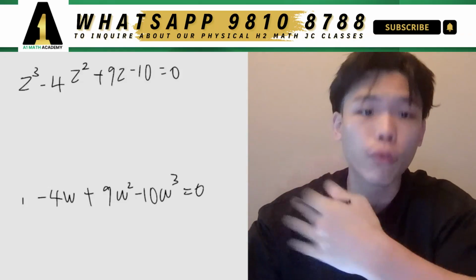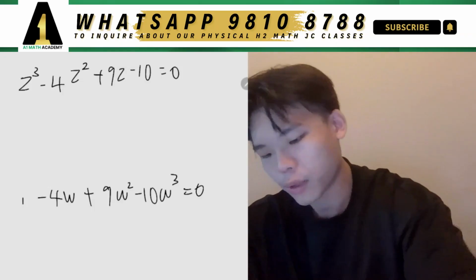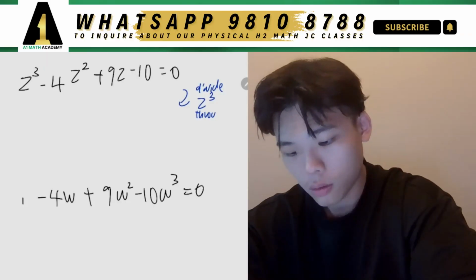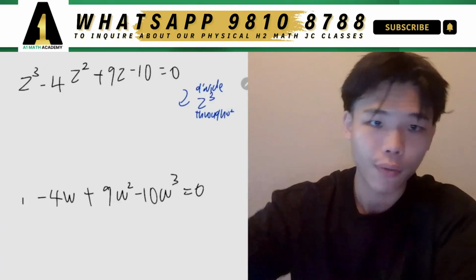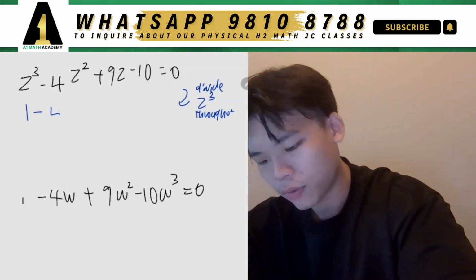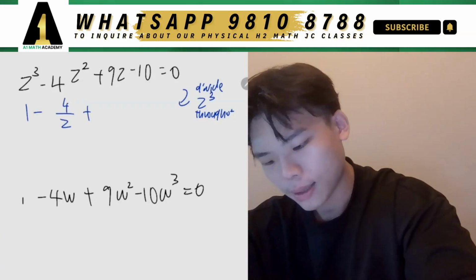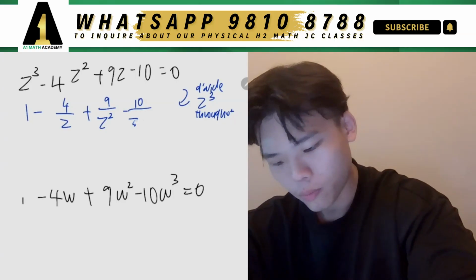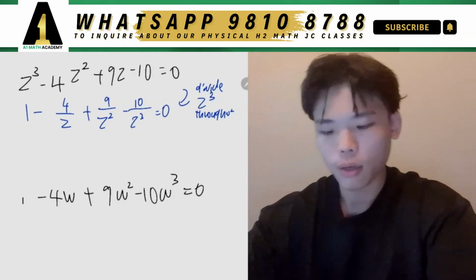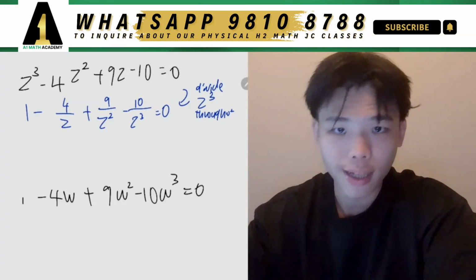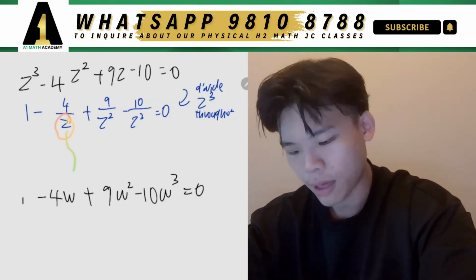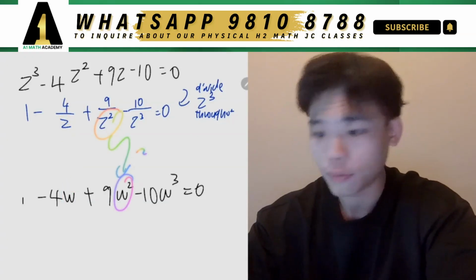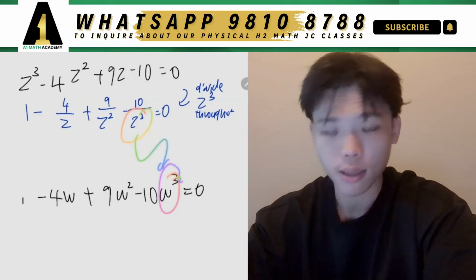So I'm going to remove the terms first. From here to here, I divide z cubed throughout, so that at least I satisfy half of it first. I get 1 minus 4 over z plus 9 over z squared minus 10 over z cubed equals 0. At least I satisfy that first. Then you realize something: this z matches the w over here, this z squared matches the w squared, and this z cubed matches the w cubed over here.